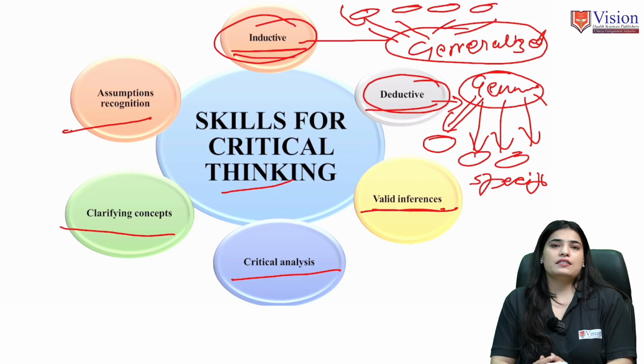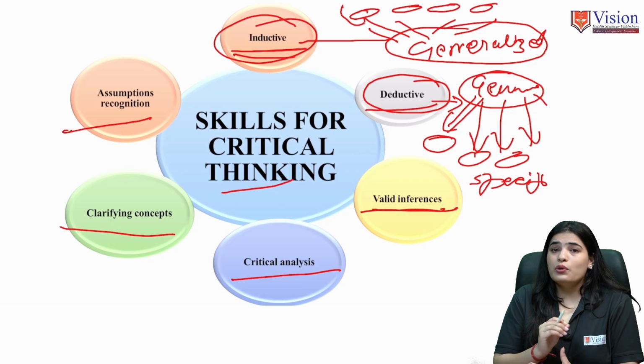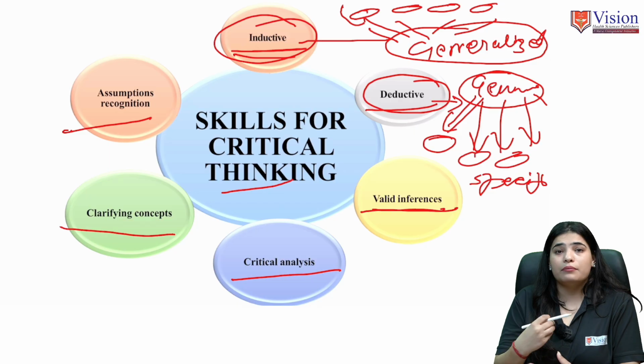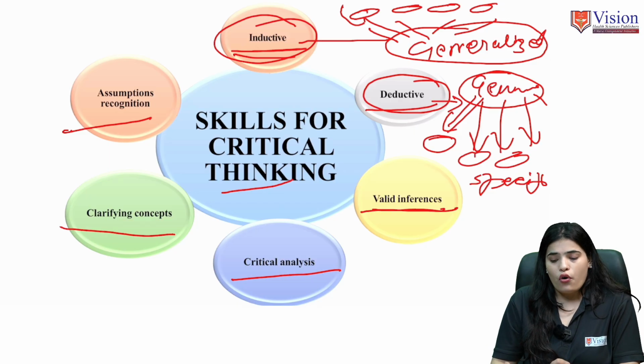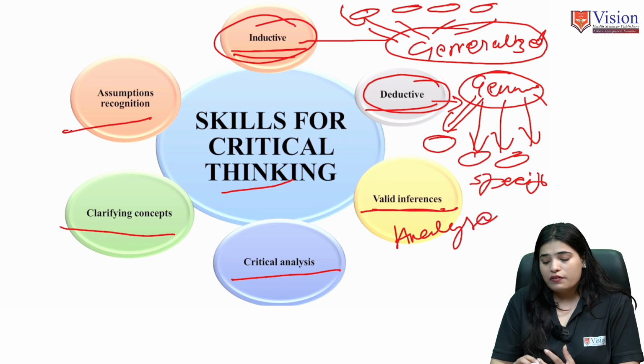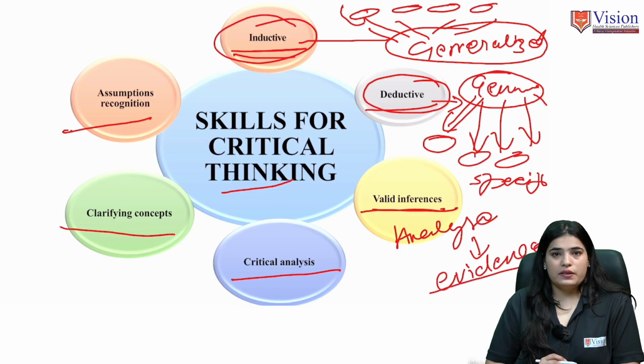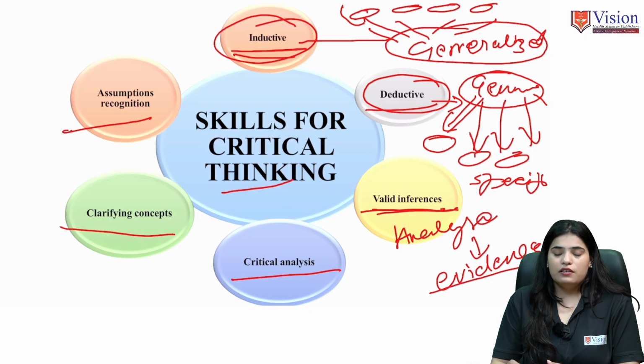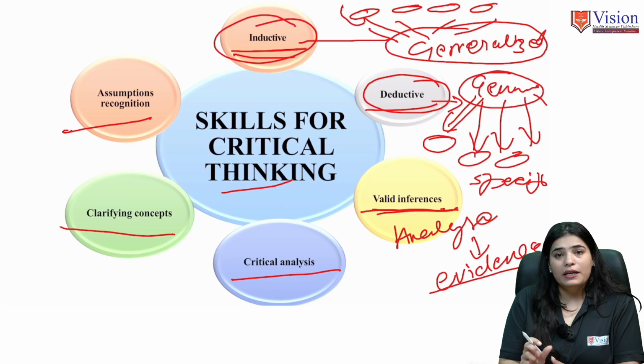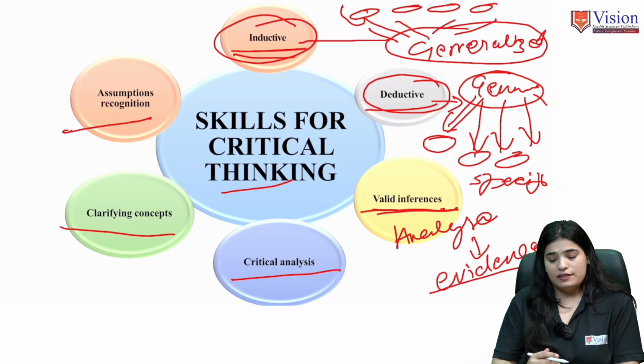Next is valid inferences. As I told you, we don't have to make random judgments or random assumptions. First of all, we analyze whatever the patient is doing and telling, and on the basis of that we make the assumptions, and all the assumptions should be evidence based. Valid inferences and valid results should be backed by evidence.